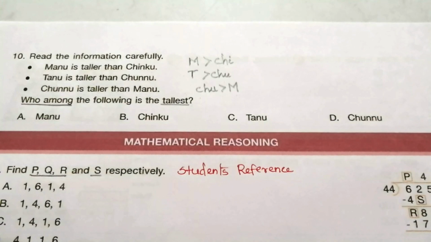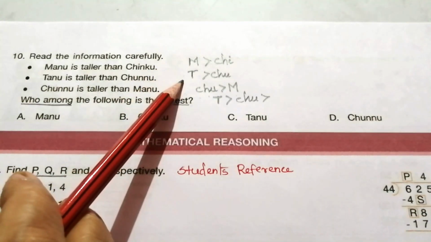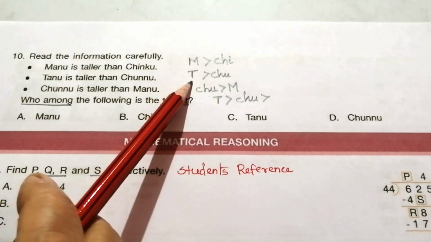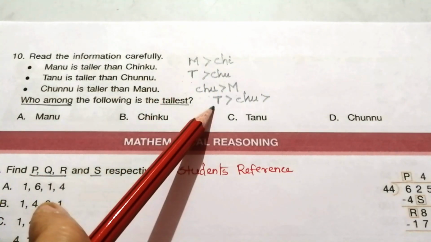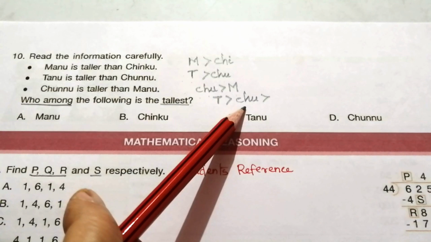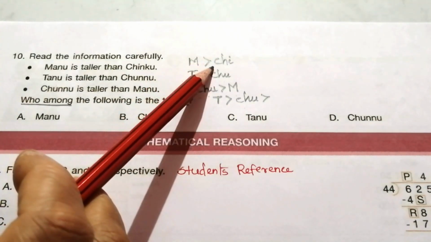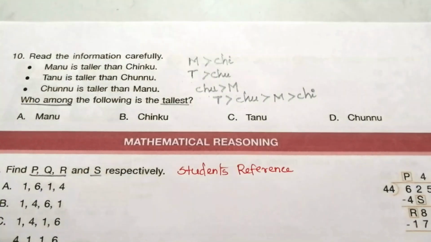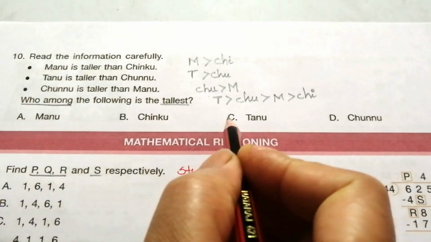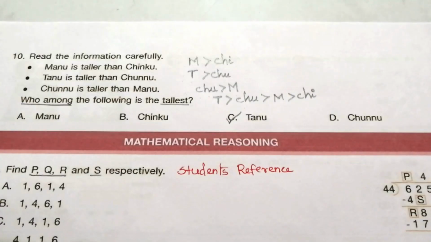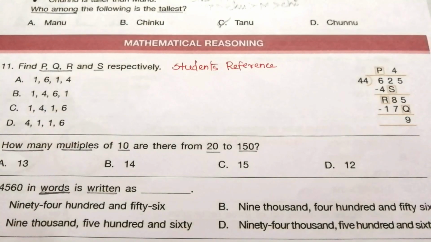Now you combine these three. Who is tallest here? Tanu is tallest. Second one is Chunnu, and third one is Mono. Fourth one is Chinku. So the answer is C, Tanu. Next topic is mathematical reasoning.